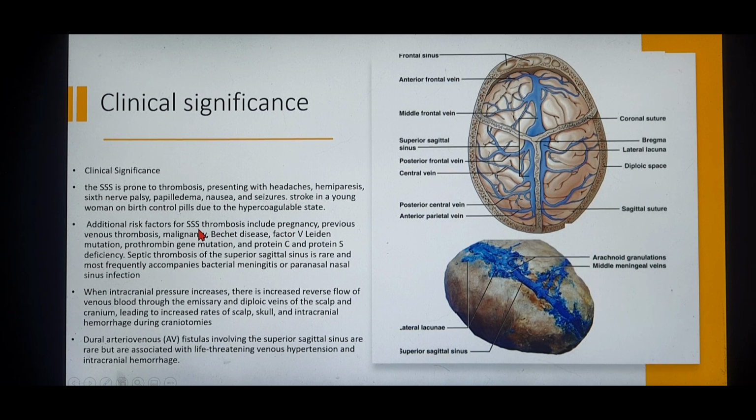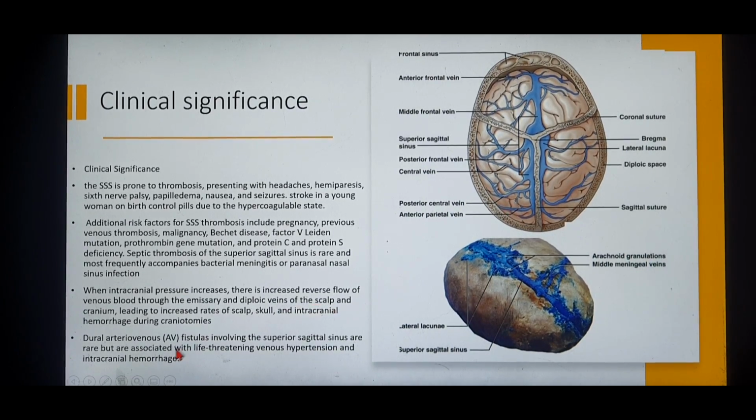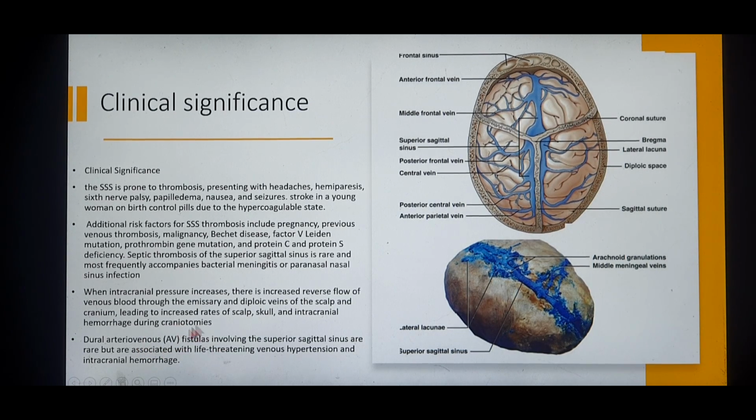Also, if a person has a previous history of thrombosis, malignancy, or any blood clotting risk factors, they are really prone to superior sagittal sinus thrombosis. As you can see over here, this is the superior sagittal sinus, the arachnoid granulations, and the middle meningeal veins over the superior aspect. You can also mention dural arteriovenous malformations and raised intracranial pressure. When there is raised intracranial pressure, the sinuses get obliterated and may cause a retrograde flow, which results in a lot of edema. So these are the points you have to mention in the exam whenever it comes.